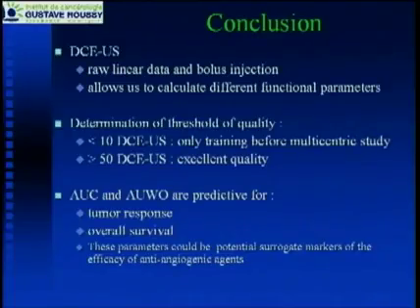So to conclude, remember, this new technology is a dynamic contrast enhanced ultrasonography using the raw linear data and the bolus injection allow us to calculate different functional parameters. Remember the determination of threshold of quality. If you perform more than 50 examinations, this is excellent quality. And finally, probably the area under the curve and the washout are predictive for tumor response and overall survival, and these parameters could be potential surrogate markers of the efficacy of anti-angiogenic agents.